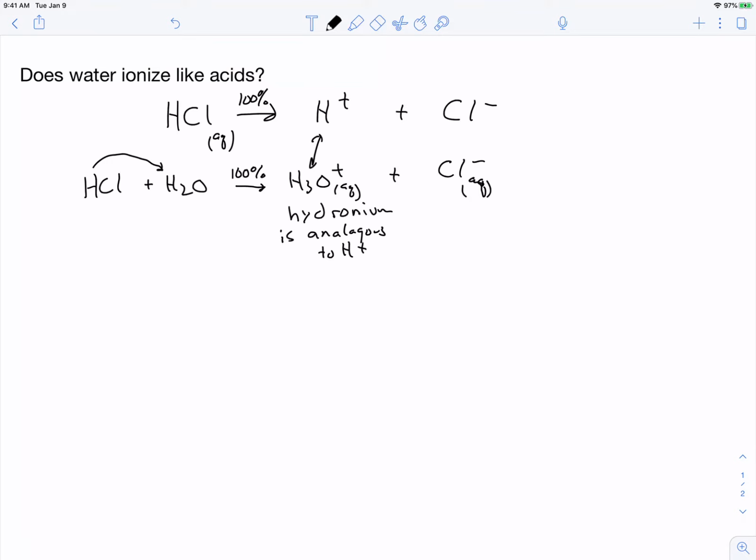Well, what about water? Does water ever ionize? Is it possible that water could ionize with itself? Does this ever happen to water? And the answer is yes, but very little.